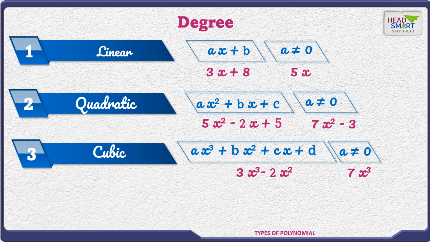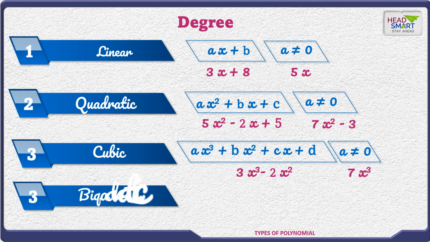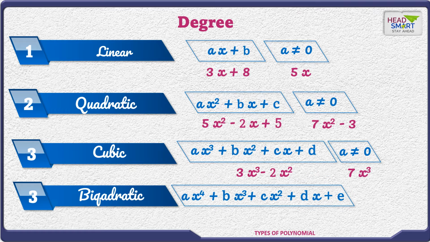A polynomial with degree 4 is called biquadratic polynomial. The general form is ax to the power 4 plus bx cubed plus cx squared plus dx plus e. And once again, the leading coefficient a should not be 0. These are some of the examples.